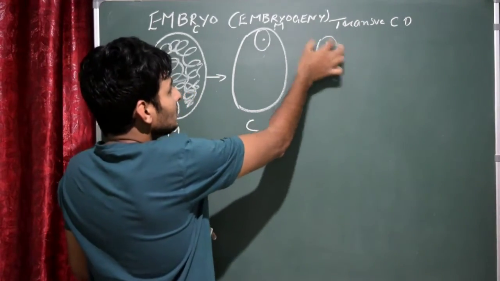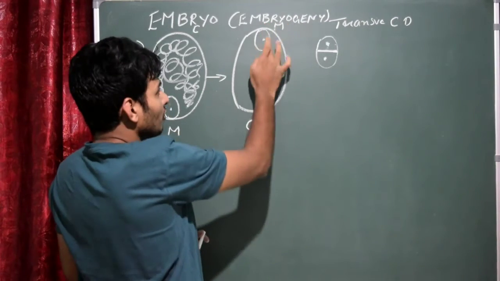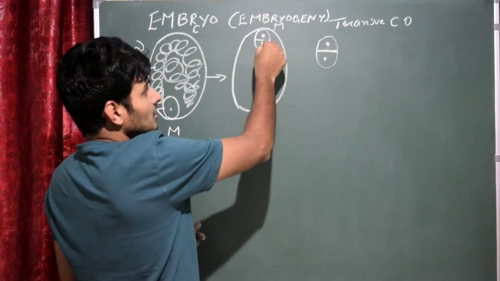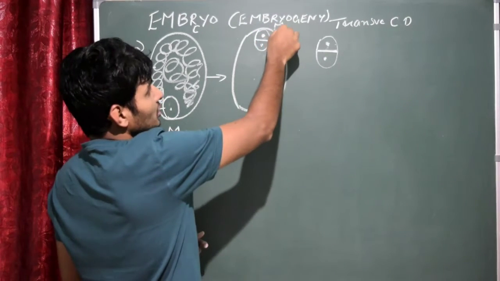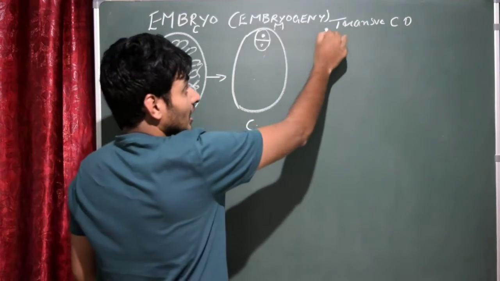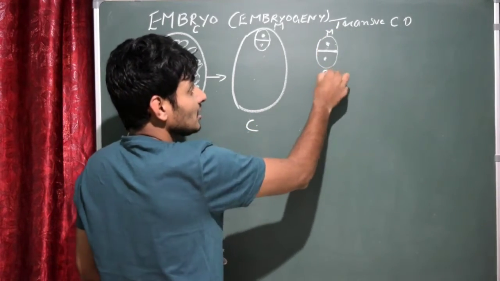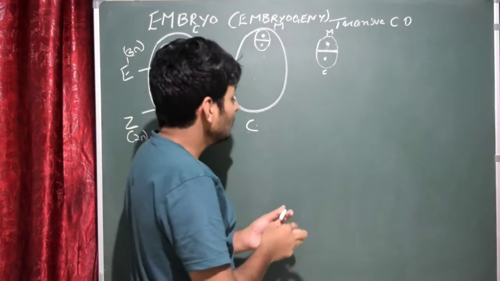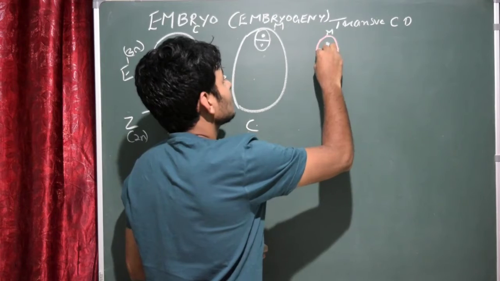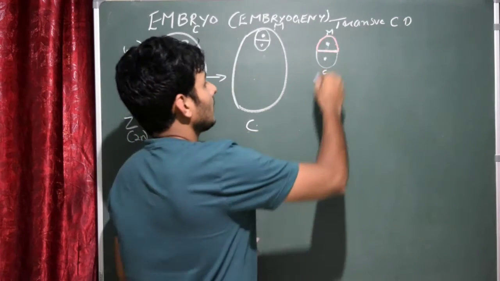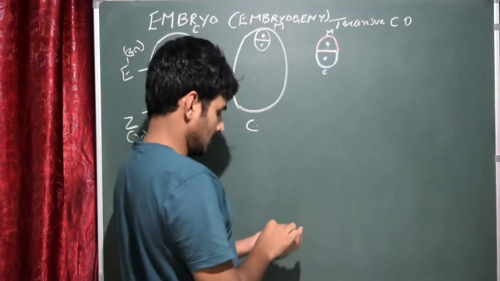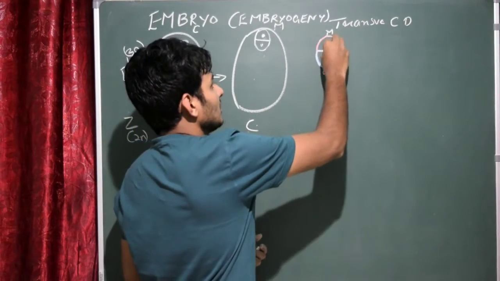As a result of cell division, we have two cells. One cell is near to the micropyle. The other cell is towards the chalaza. So this is micropyle, this is chalaza. Now I use color: pink for the micropylar sided cell and blue for the chalazal sided cell, so that you can understand this better.